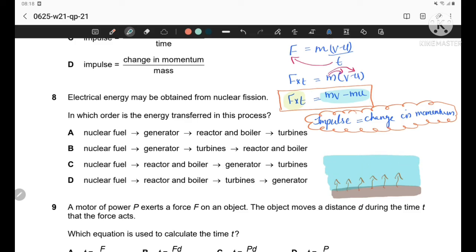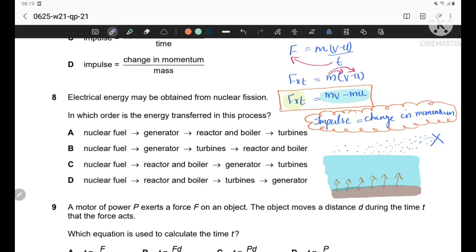So, this boiled water will be ejecting a lot of fast moving, high energy water vapors, and these water vapors will make the turbine rotate. So there will be a turbine or something which is movable.